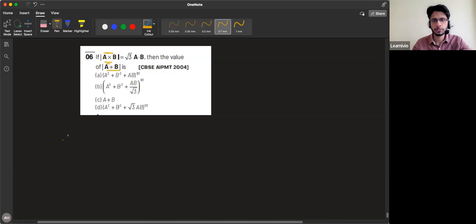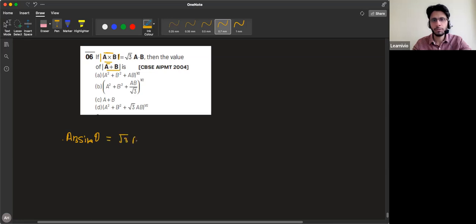Farhat, AB sin theta n cap. This is AB sin theta. See, n cap will not come because you are calculating just the magnitude. This modulus means only magnitude. N cap shows direction, so we won't write n cap here. And this is root 3.